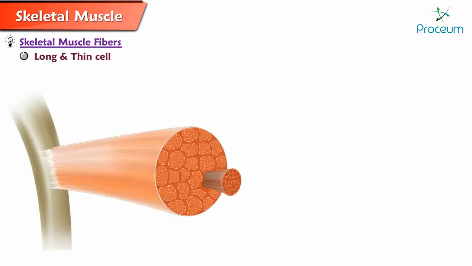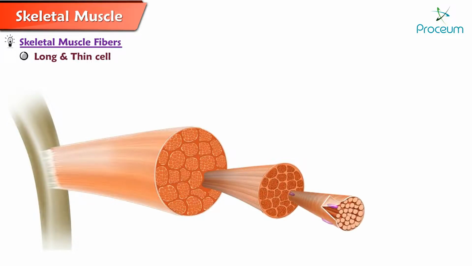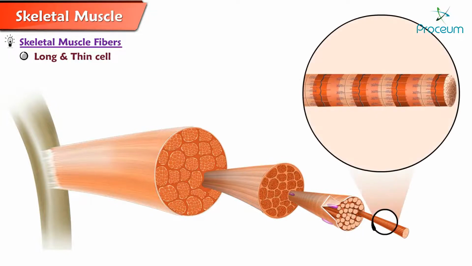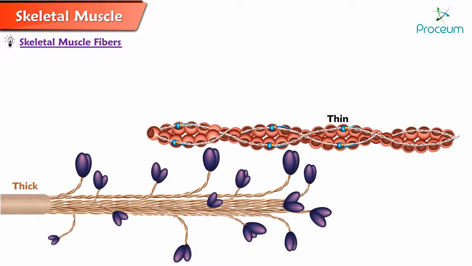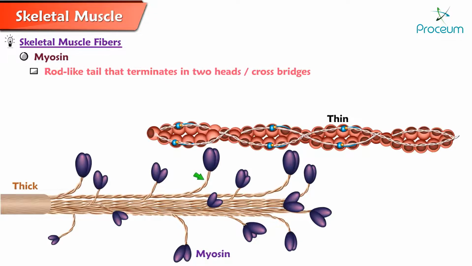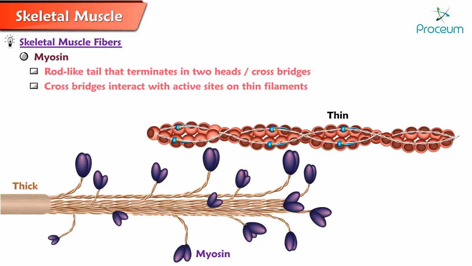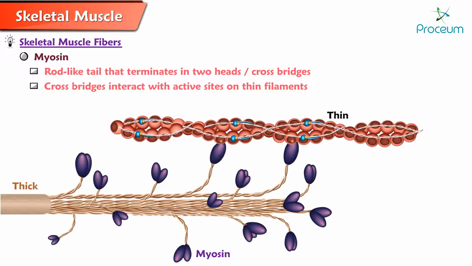Skeletal muscle fibers. A muscle fiber is a long, thin cell. Each muscle fiber is composed of myofibrils. Each myofibril is composed of two protein filaments. Thick filaments are primarily composed of the protein myosin. They have a rod-like tail that terminates into two globular heads or cross bridges. These cross bridges interact with active sites on thin filaments.